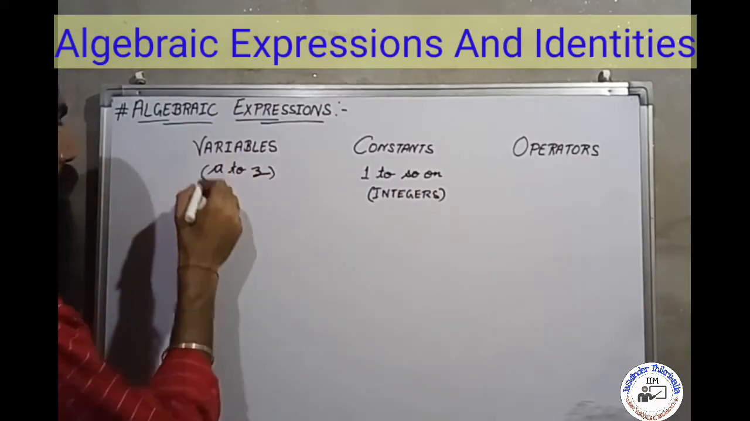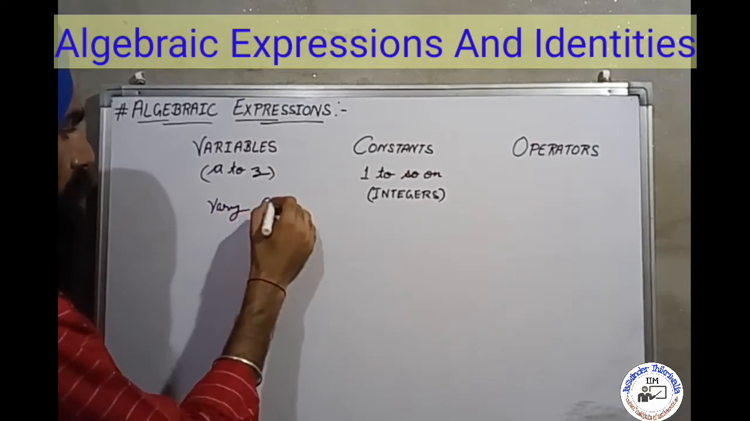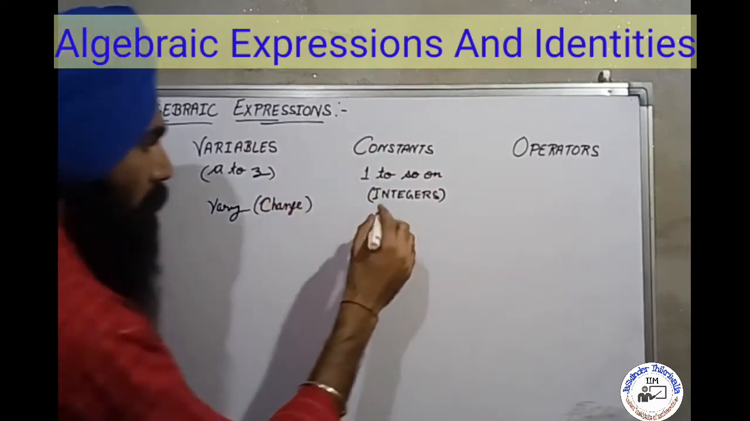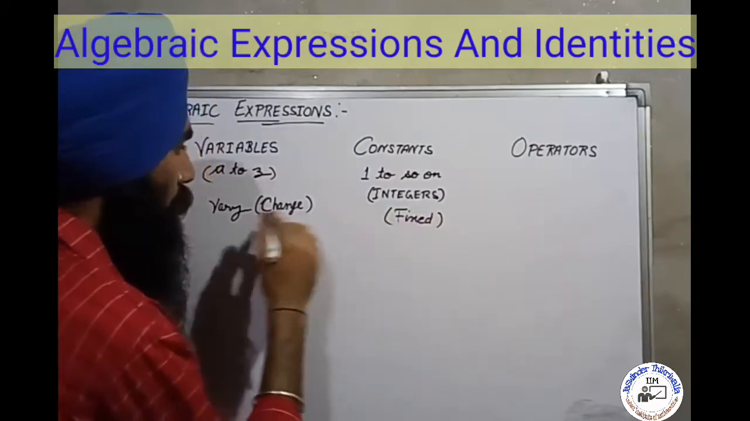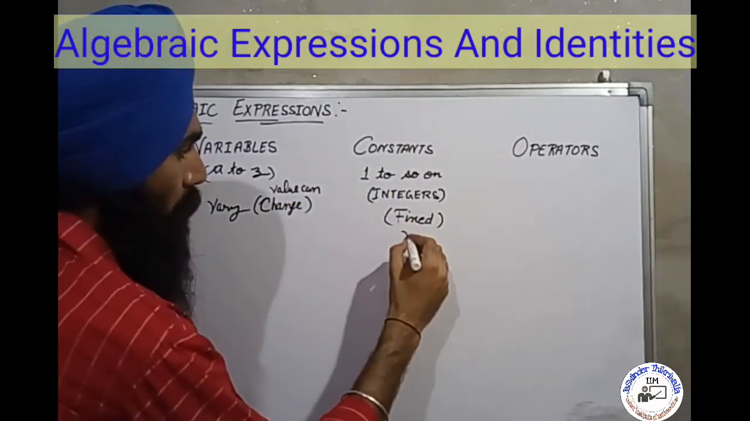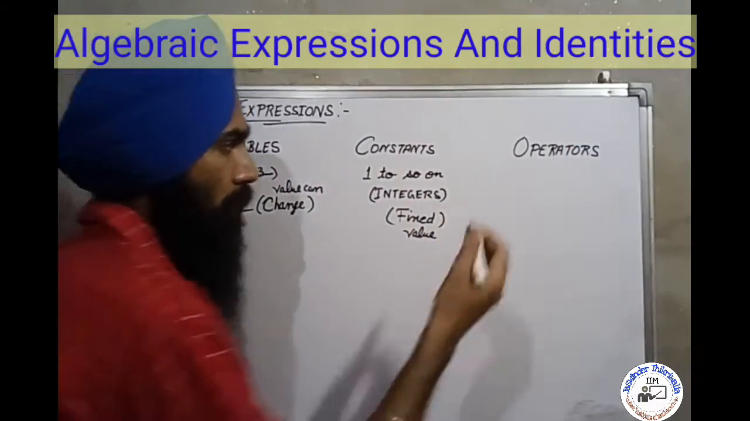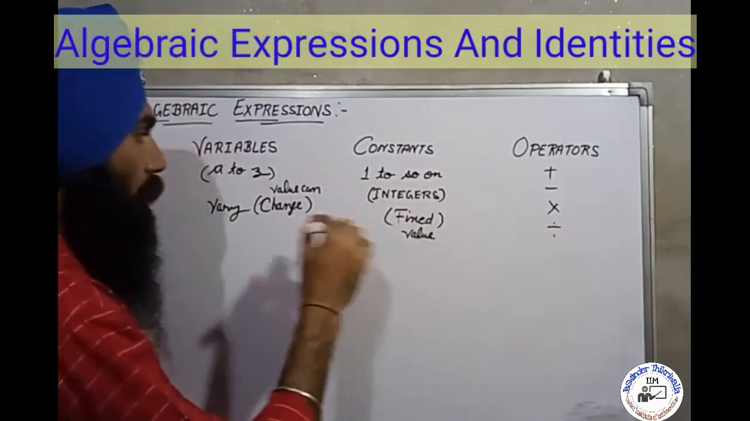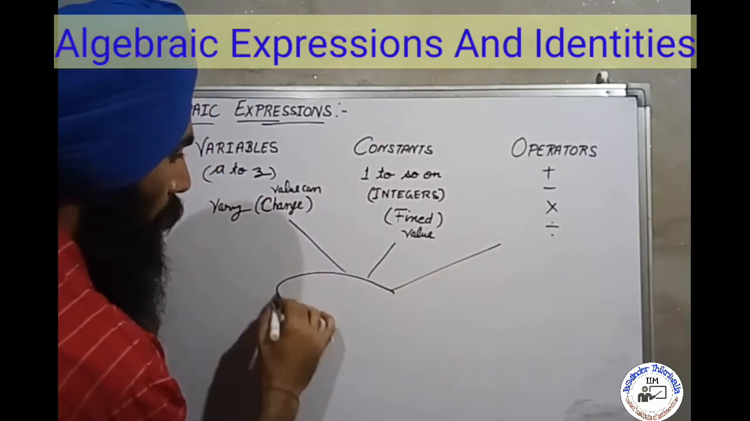Variable means its value can vary. Its value can change, it is not fixed. Constants have a fixed value. And operators are of four types: plus, minus, multiply and division. When we combine these three, then we are able to form an expression.